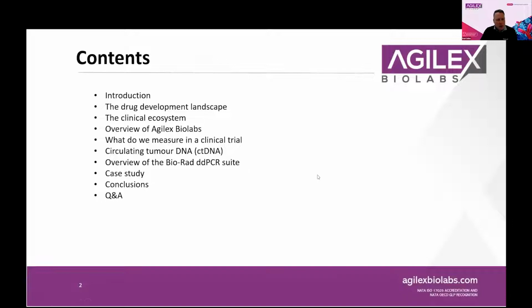So by way of introduction, I'll provide a general overview of the drug development landscape and the clinical ecosystem, which frames bringing new biological and chemical entities to Australia to conduct clinical research, an overview of Agilex Biolabs, what we do, how we measure things in a clinical trial, and then we'll launch into the webinar for today and a brief case study.